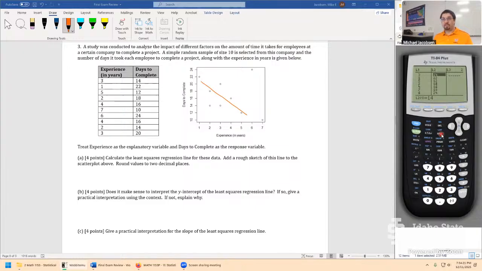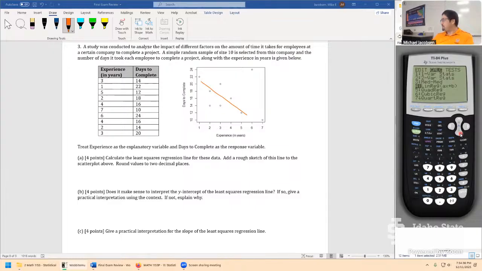Okay, glad I'm reviewing this one. After you haven't done something for weeks, or in this case, it might be months, it gets a little foggy. So hit the stat key, move over to calculate. I think this is starting to feel more familiar.